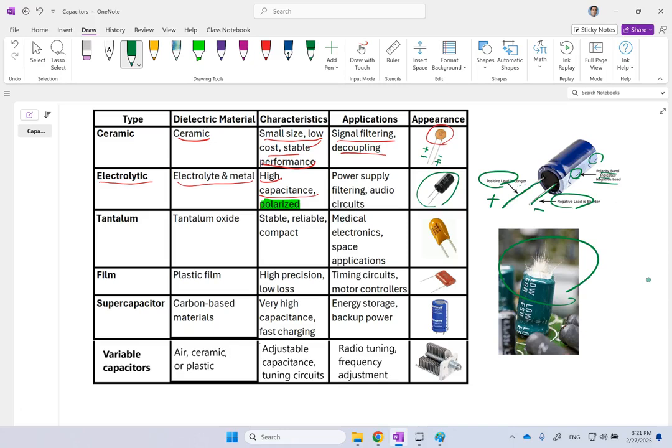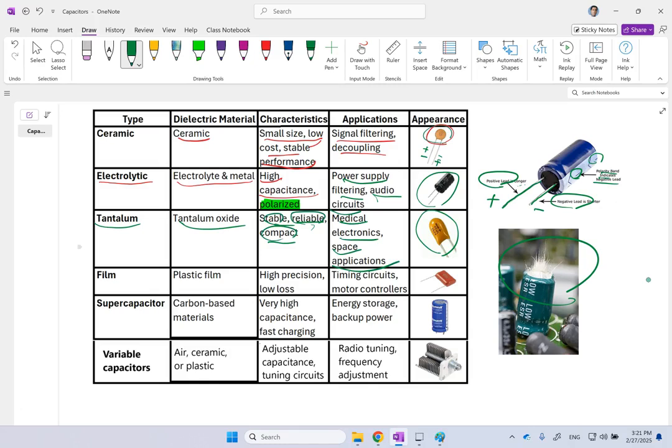They are very amazing, but you have to observe their polarity if you don't want anything to get damaged. They are used in audio circuits, they are used in power supply filtering, and so on. And then there are the ones that have tantalum material, tantalum oxide. They are really reliable and stable. They are compact, so they are kind of like these lentil ones, but they are bigger. Their appearance is mostly kind of like this, and they are used for space and medical applications where you need a capacitor that is really reliable and compact in size, because the ceramic ones are not as reliable.